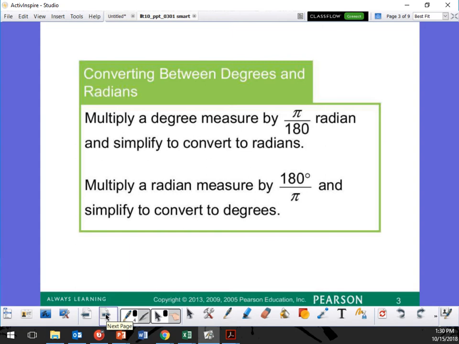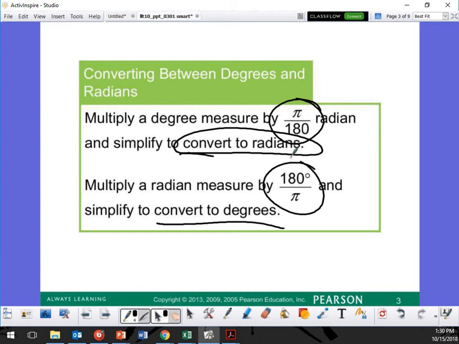So to convert to radians, we're going to multiply by pi over 180. To convert to degrees, I multiply by 180 over pi. Yes, you guys just so happened, for some reason, to start doing this in chapter 1.